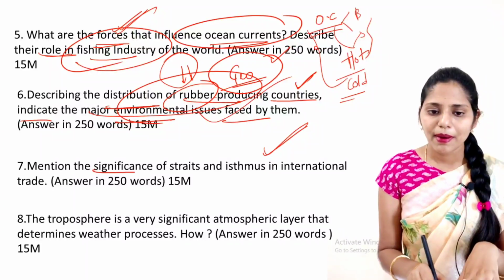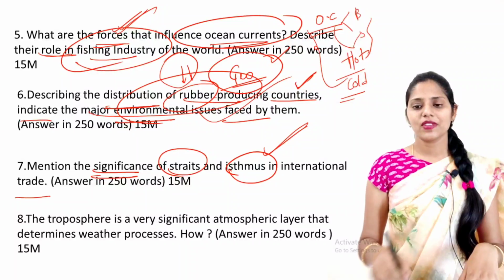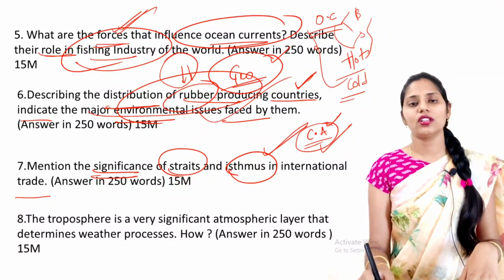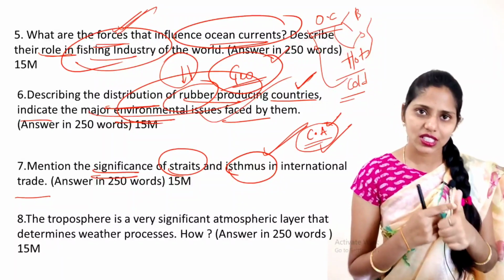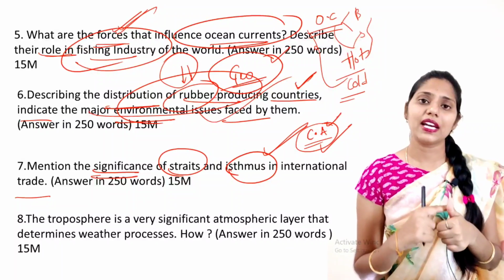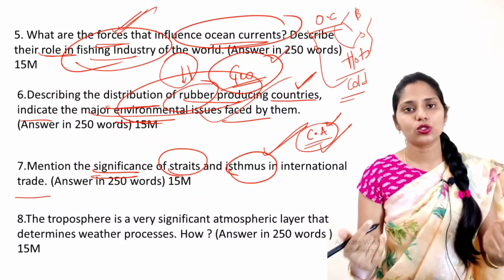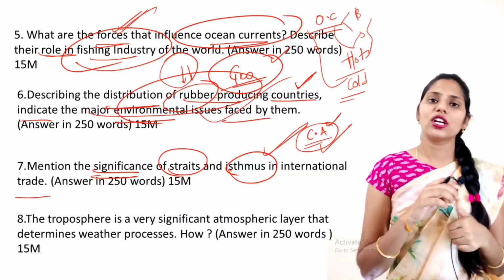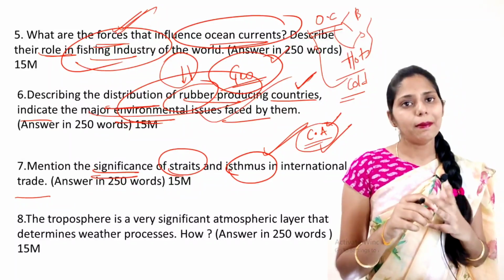And next one is, mention the significance of straits and isthmus in international trade. Actually this question is also regarding current affairs or current happenings. Here first of all you have to know what a strait is, which I said a number of times. Two water bodies connected by a narrow water channel is called a strait. You have to give examples of straits, for example, Strait of Gibraltar, Malacca Strait, Strait of Dover, Bab el Mandeb.